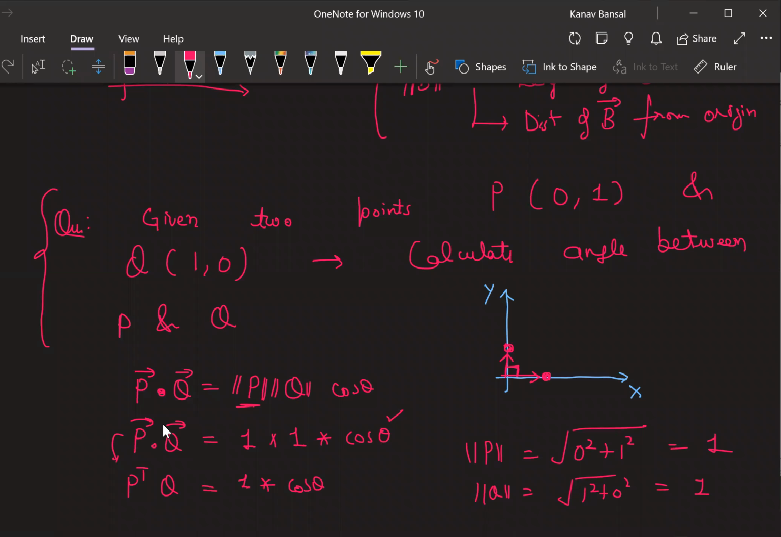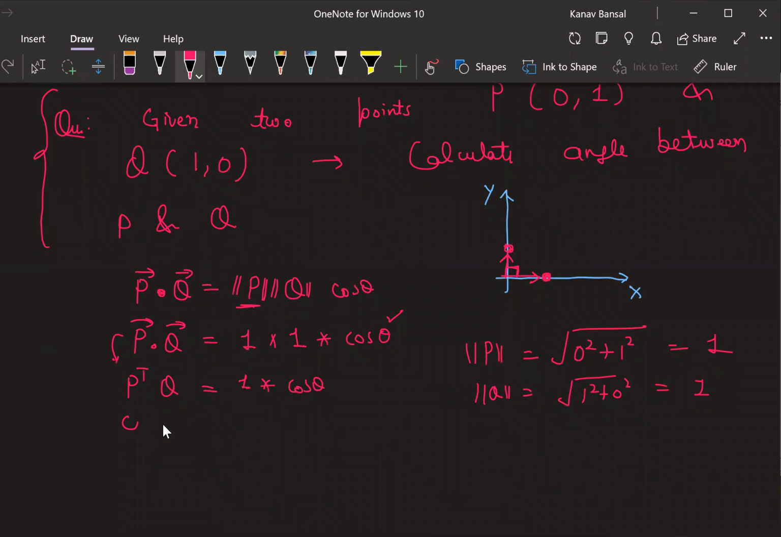And P transpose Q can be written as 0 into 1 plus 1 into 0, equal to 1 into cos theta. And cos theta here is equal to, can anyone tell me what cos theta is equal to? It is equal to 0, right? And theta is equal to cos inverse 0. And what is cos inverse 0? It is 90 degrees.